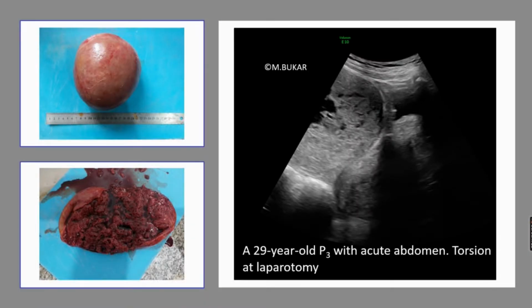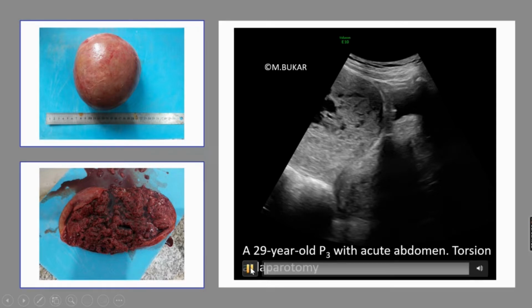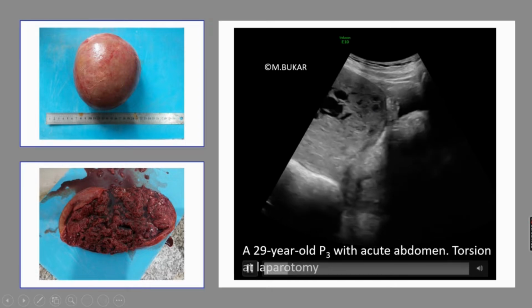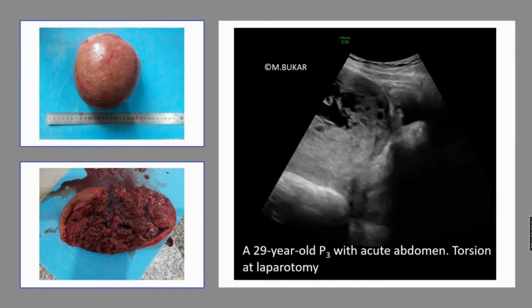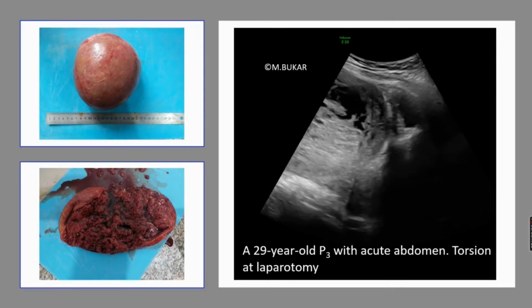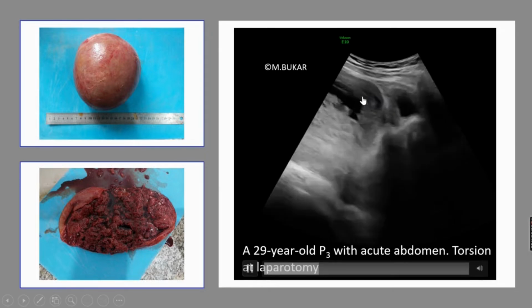Now let's look at blood clots. This was a 29-year-old para-3 who presented with acute abdomen, discovered to have torsion at laparotomy. This is the bladder. This is the lesion, pushing the fundus of the uterus down. So the description by IOTA is with the use of transvaginal probe. But even with transabdominal probe, one will be able to demonstrate movement within blood clots, as we shall see shortly.